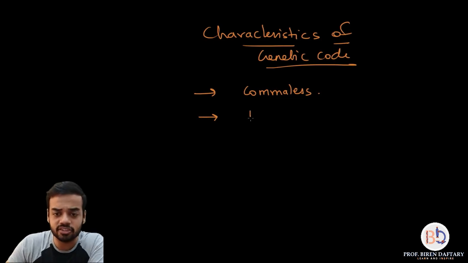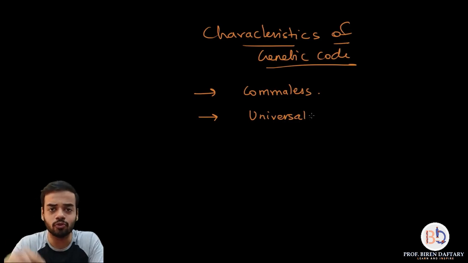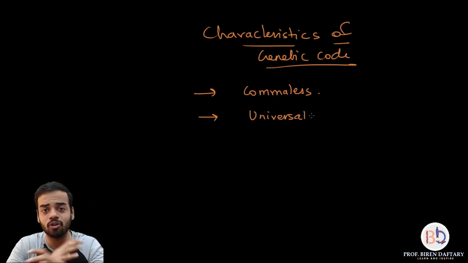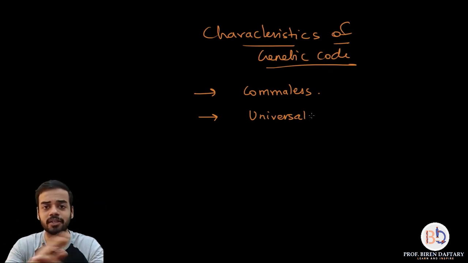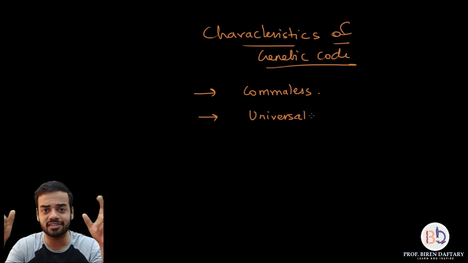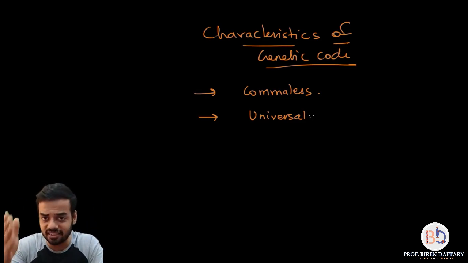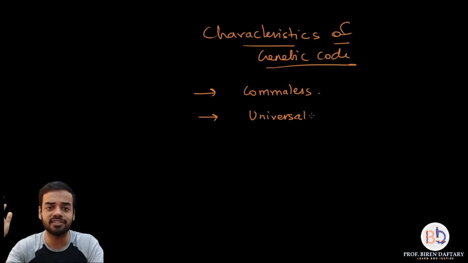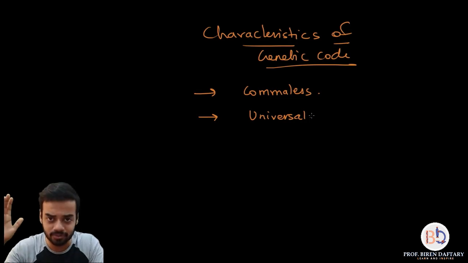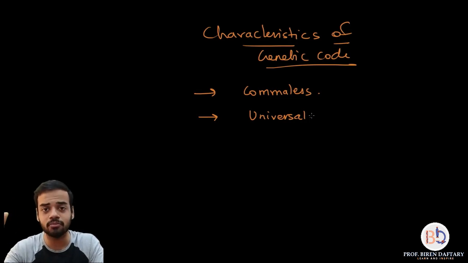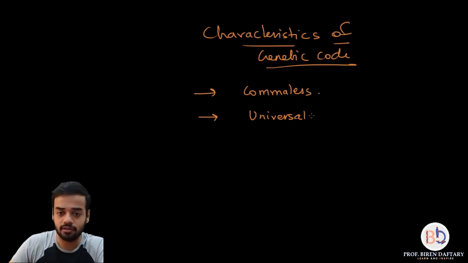Second, it is universal. What do you mean by universal? The codons which code for all the amino acids are the same in all organisms. So all the organisms follow the same genetic code. Separate charts are not there for different organisms; the same chart is there for all of them. For example, if the GGG codon codes for the amino acid glycine in humans, then it is going to code for glycine in all the other organisms, if that organism produces glycine. Is this clear? So it is universal.